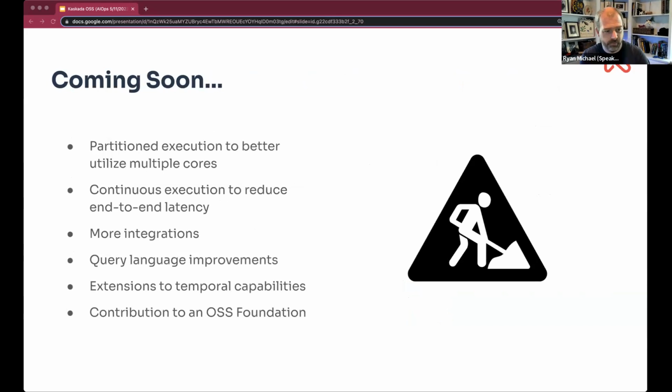We want to do better performance. We want to reduce latency. We want to integrate with more different systems. We want to make the query language better and more flexible and more powerful. And so there's a lot of ways that you can participate in this process. There's a lot of opportunity here to get involved and help us move this in a direction that's beneficial for as many people as possible.